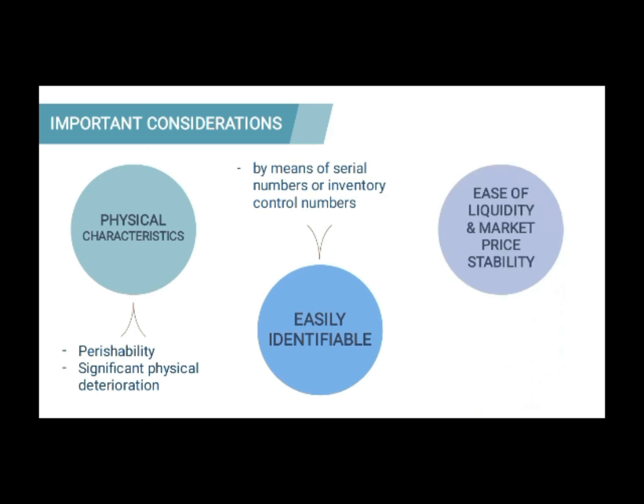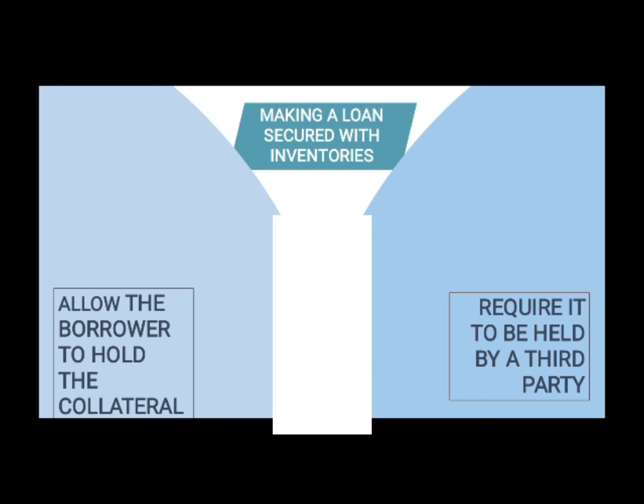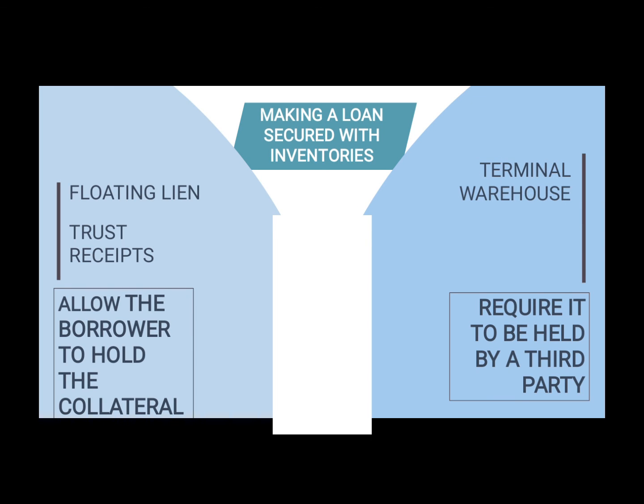Other important considerations are ease of liquidity and stability of its market price. So an inventory where there is little to no change in its price over a period of time is more acceptable. In making a loan secured with inventories, the lender can either allow the borrower to hold the collateral or require it to be held by a third party. If the borrower holds the collateral, it's either under a floating lien arrangement or trust receipt arrangement. On the other hand, if the lender requires or employs a third party to hold the collateral, the lender can either use a terminal warehouse financing arrangement or a field warehouse financing arrangement.